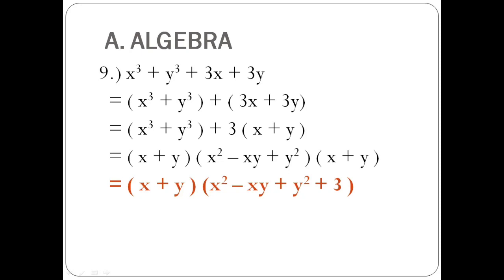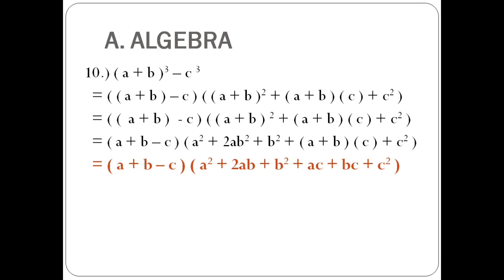Next, we're going to use the formula a cube plus b cube is equal to a plus b and a squared minus ab plus b squared to expand the equation. Once you expand the expression, factor out the x plus y from the expression. The final answer is x plus y and x squared minus xy plus y squared plus 3.